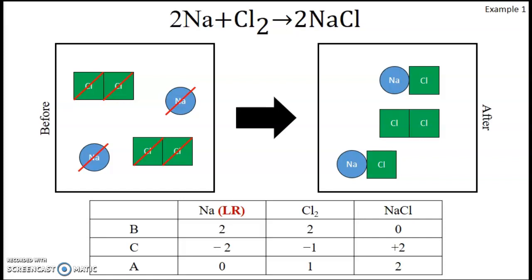I've also marked on my BCA table the limiting reactant. In this case, that is sodium. The limiting reactant is the reactant that you run out of, that limits your ability to make more. And in this case, that was sodium. Also notice that you should have 0 of your limiting reactant left over in your after row. And sodium has no leftover in the after row.